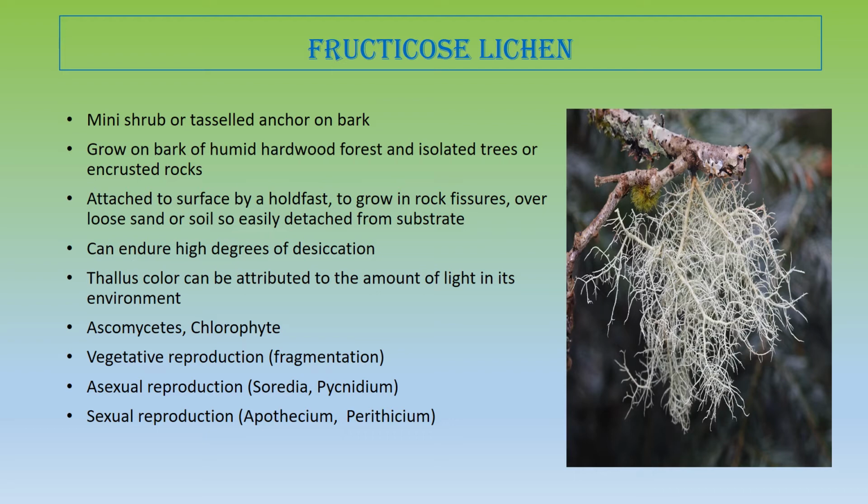Sexually they reproduce by carpogonium and spermatogonium, and from the fertilized carpogonium, the ascogenous hyphae produce 8 ascospores, and these ascospores are produced in either flask-shaped perithecium or the disc-shaped apothecium.